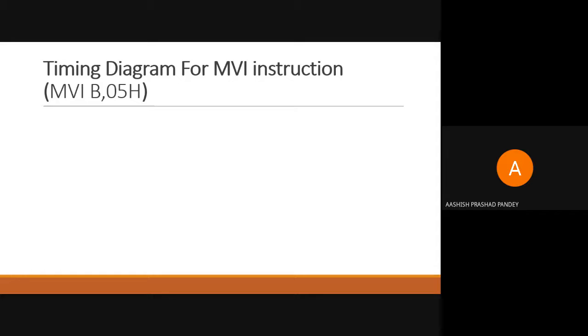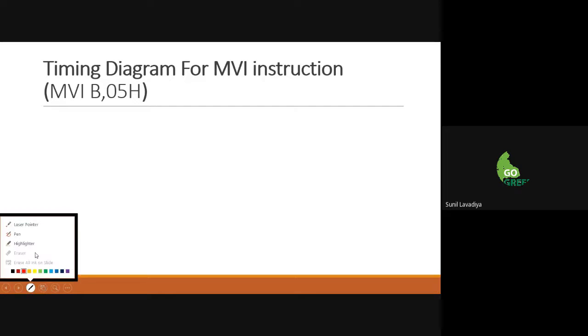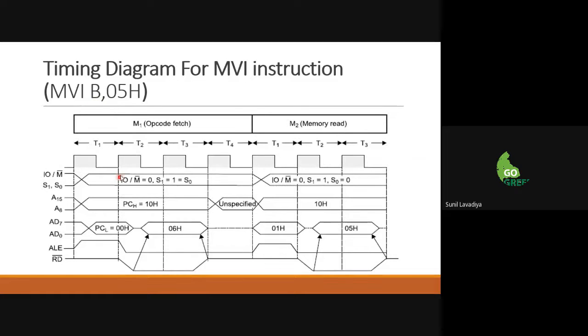Let's understand one more example, in which we have to implement MVI B, 05H. In this one we have to transfer 05 into register B. If we look at the timing cycle, it is drawn like this. In the first cycle, what happened? The entire opcode is going to be fetched because it's MVI.